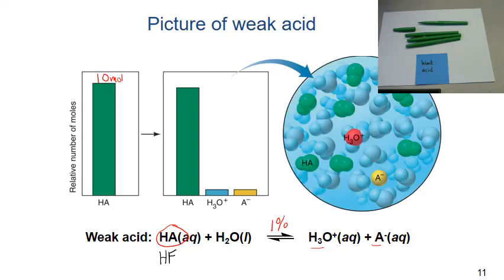The mental model picture would look like this, where most of the acid particles stay intact as HA particles, or neutral molecules, and only a small number of H3O+ particles form, and a small number of A- ions form. But most of the acid is dissolved in water and stays in the form of HA.